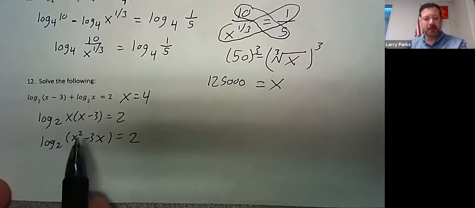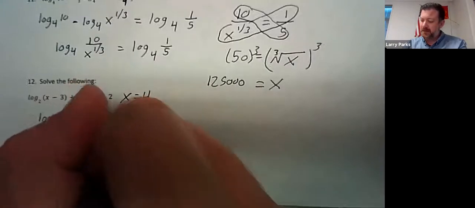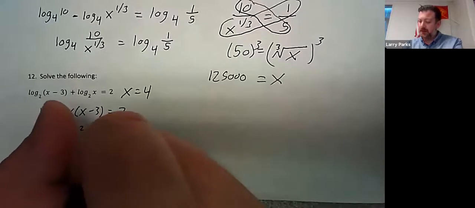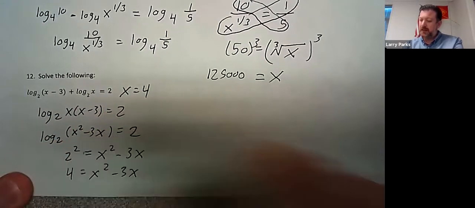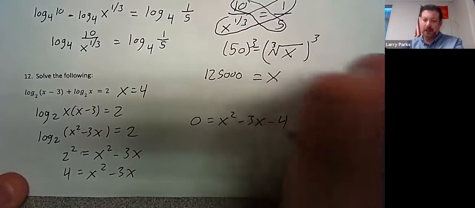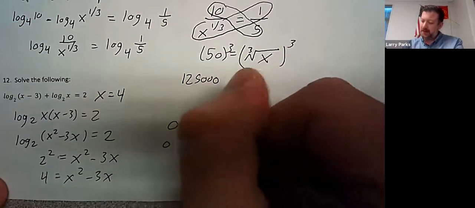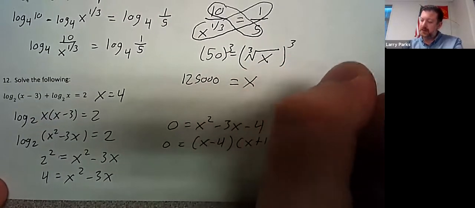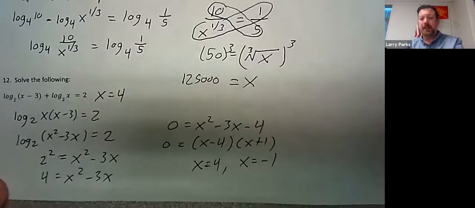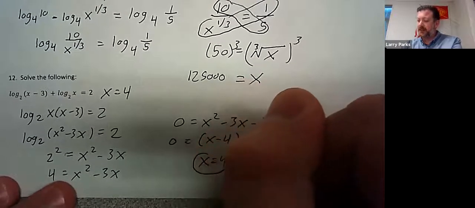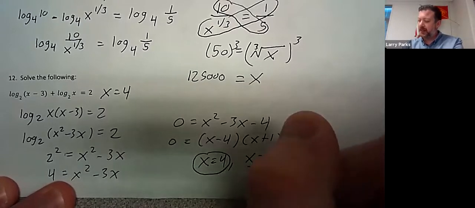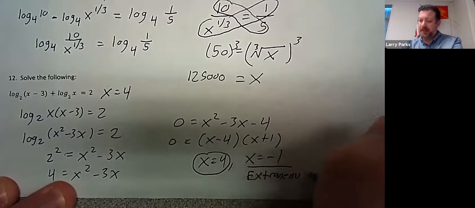Change to exponent form. 2 squared equals that. Two squared is 4. Subtract 4 from both sides and get 0. Factor. And you get x is 4 and x is negative 1. Notice 4 is the answer, which is what I already said by graphing, which took way less time. And we call negative 1 extraneous. It is not really a solution.